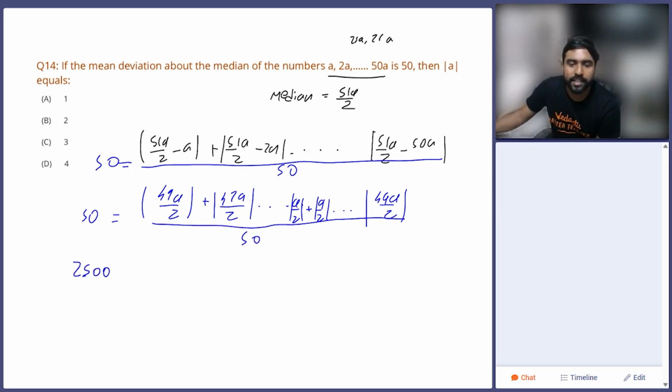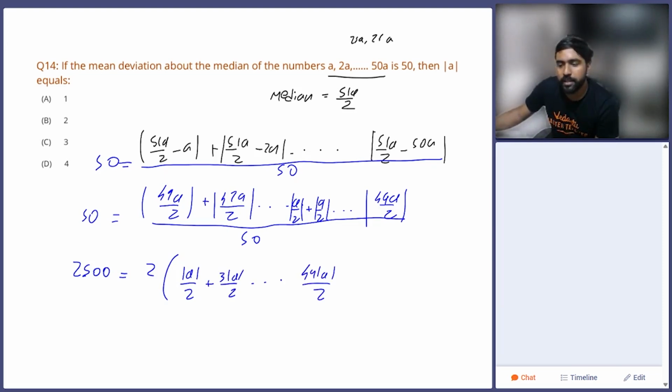So I can say that 2500 is equal to, let's take mod A by 2. Let's write this as 2 times mod A by 2 plus 3 times mod A by 2 till 49 times mod A by 2 over here. I can cancel this 2 out.